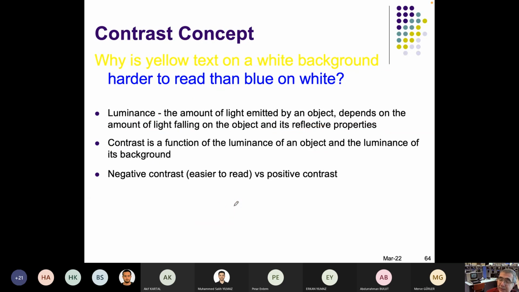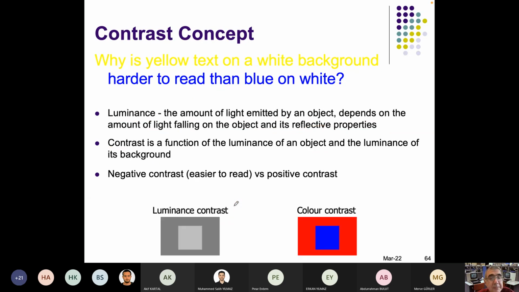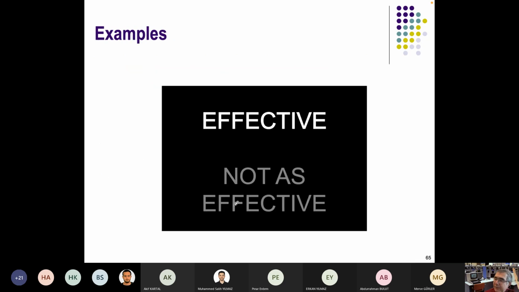And here is an example. We have luminance contrast and color contrast. Obviously, color contrast has interesting additional properties that we will see. When you have high intensity contrast, it will be more effective. When you have low intensity contrast, the reading and comprehension will be more difficult.